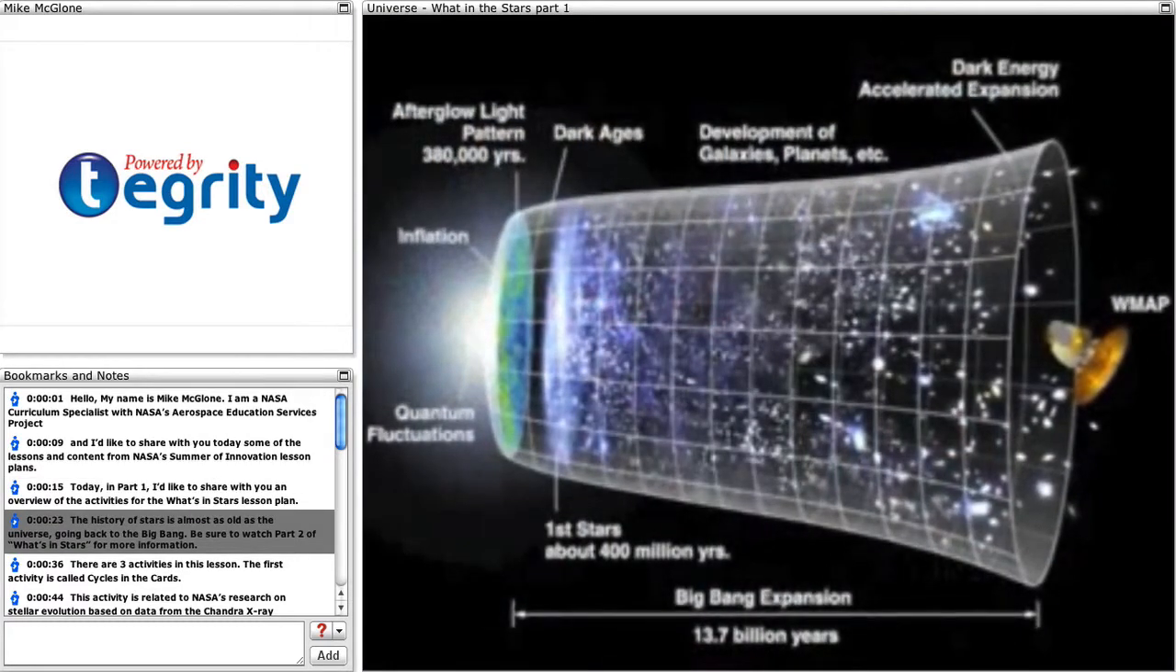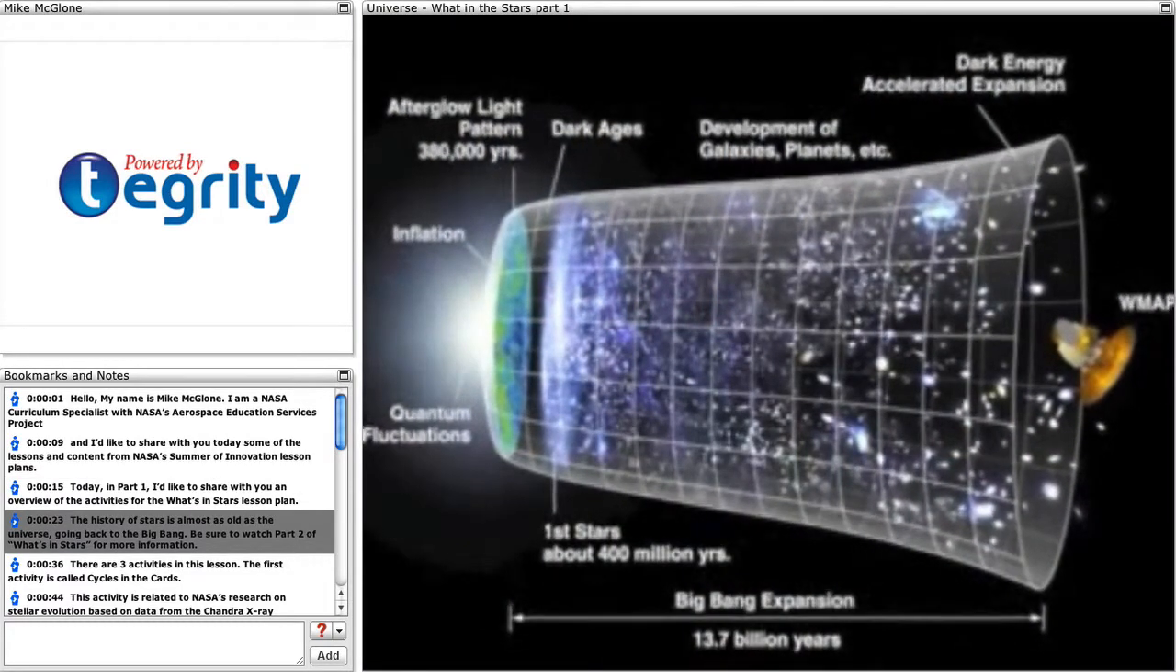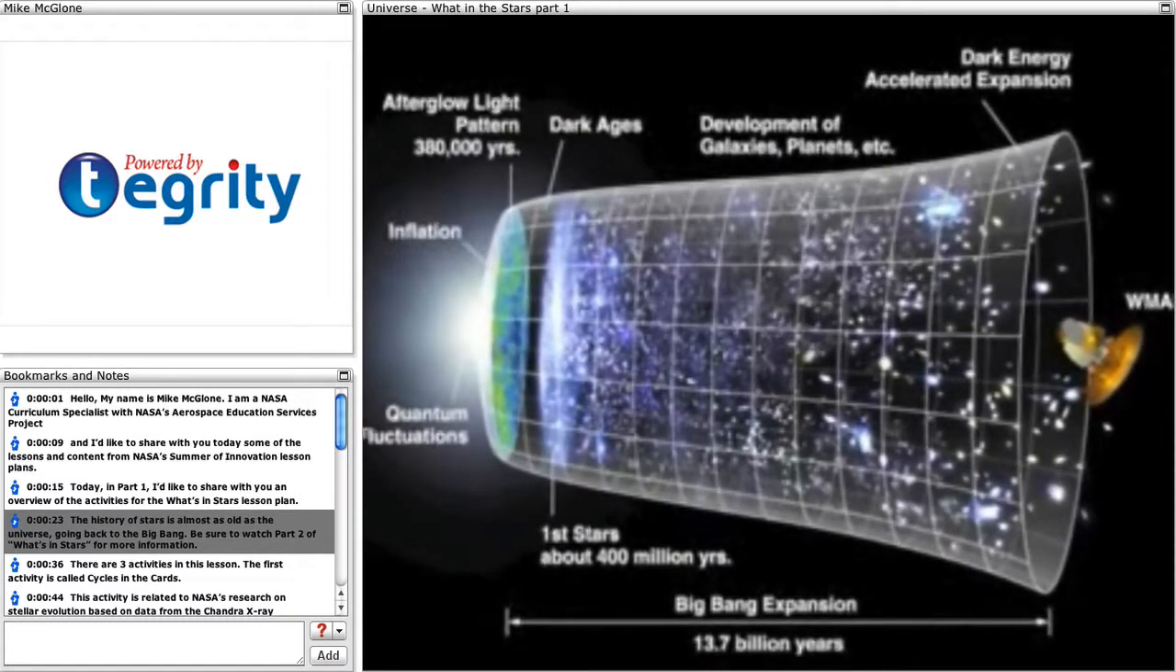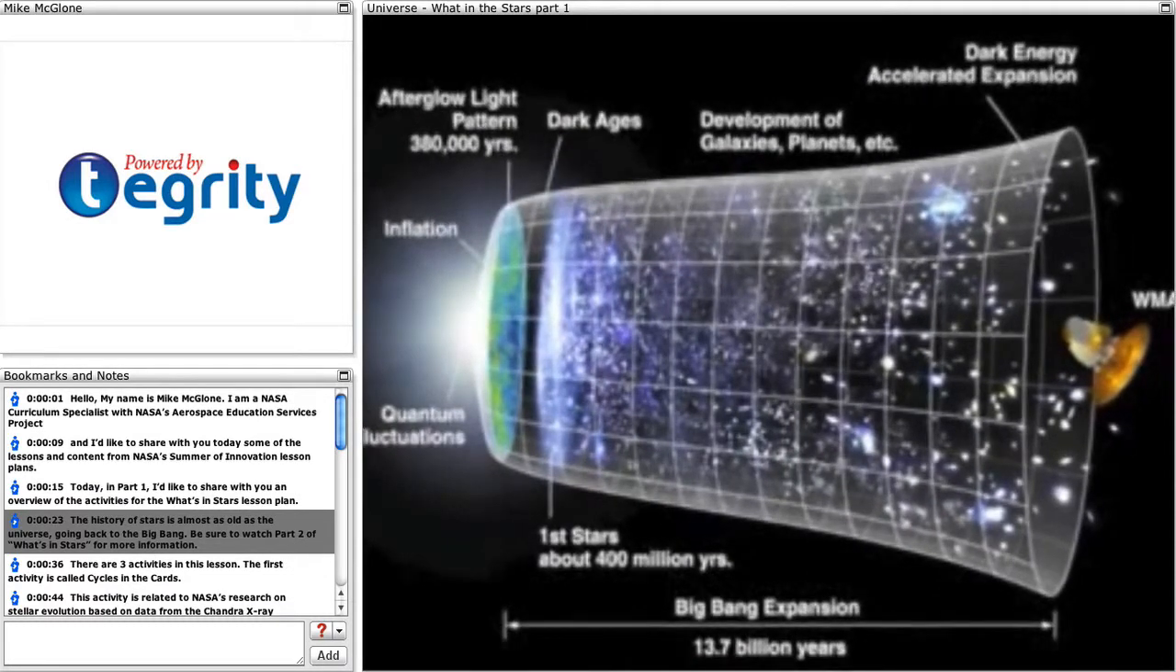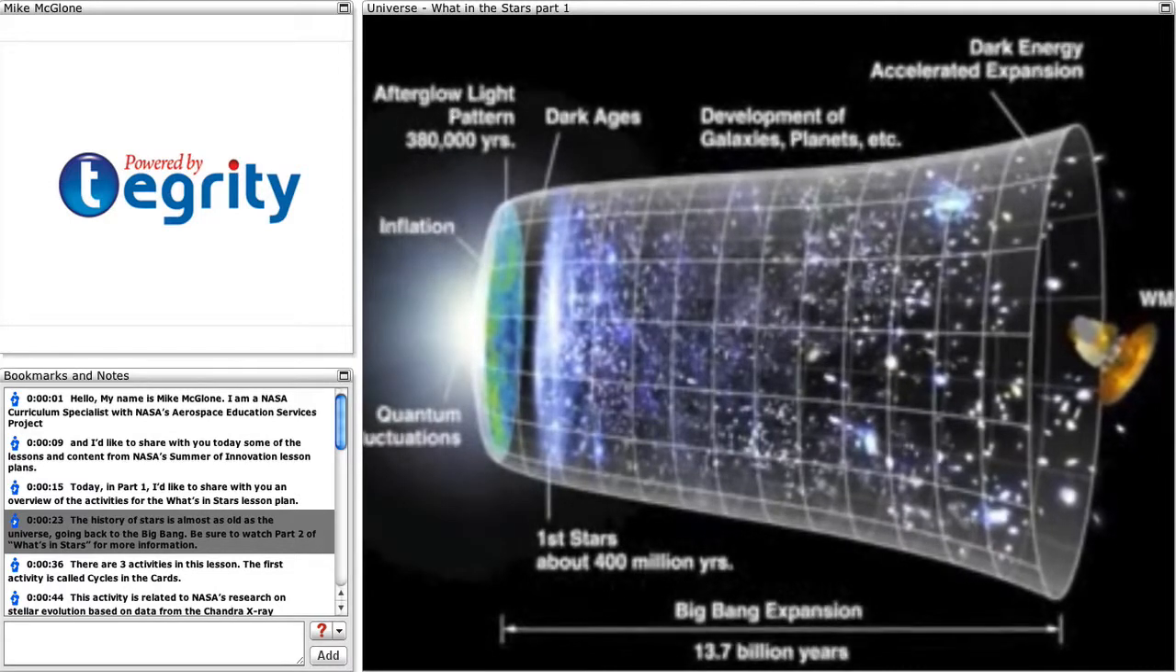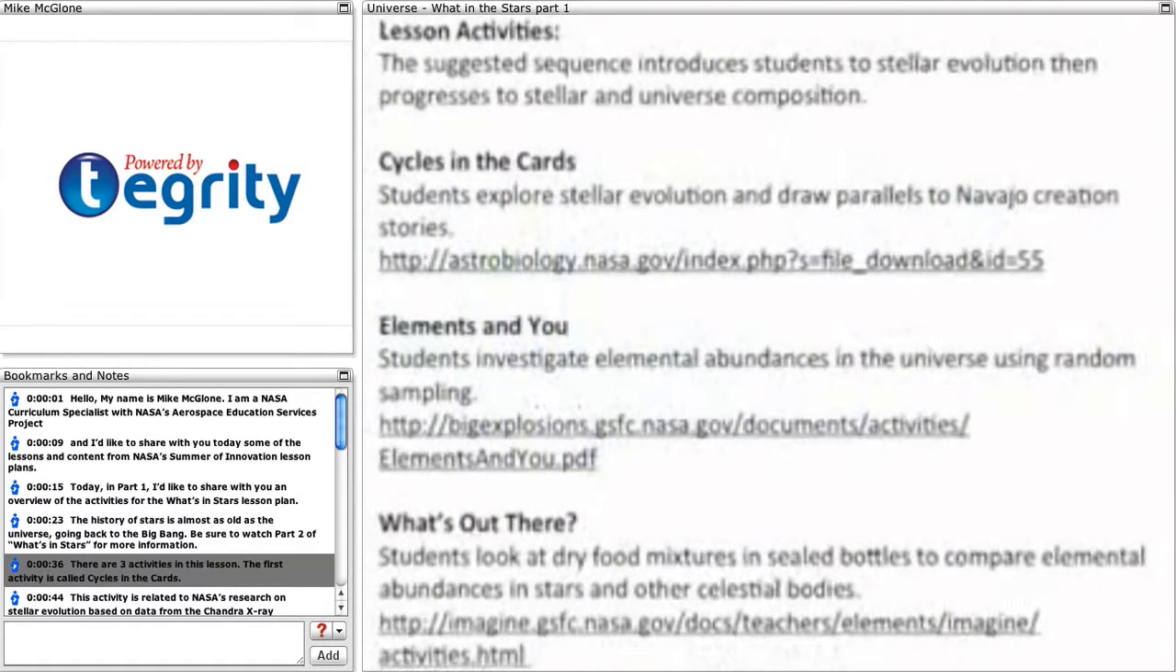The history of stars is almost as old as the universe, going back to the Big Bang. Be sure to watch Part 2 of What's in Stars for more information. There are 3 activities in this lesson.